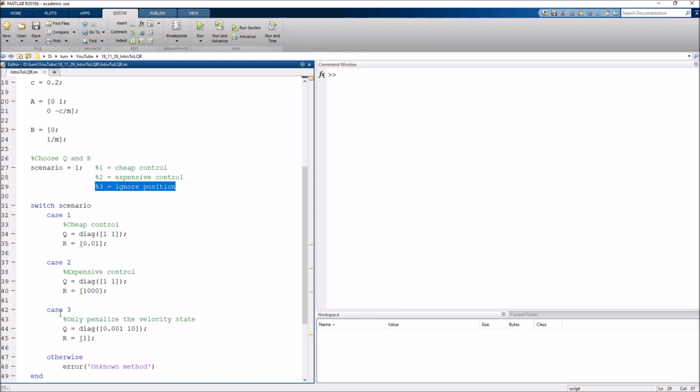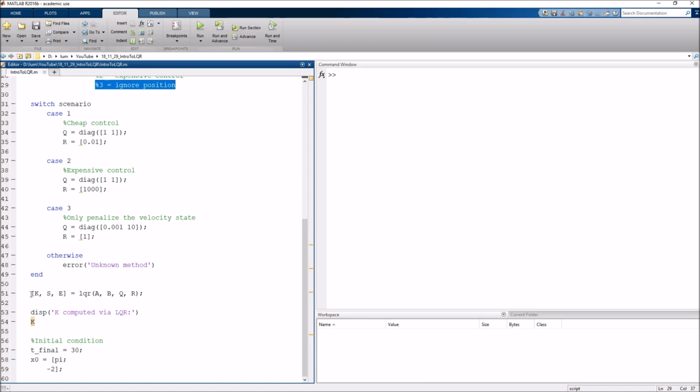So I've just got a switch statement here where, depending on what scenario we're investigating, I will just load in and define the Q and the R matrix that we discussed on the board. Once I've got the A, B, Q, and R matrix, we saw that the entire LQR process is now packaged up into one nice function call in Matlab, namely LQR. So I give it the A, B, Q, and R matrix, and it will give me my full state feedback gain K, the solution to the algebraic Riccati equation S, as well as the eigenvalues of the closed loop system here. So I'm just going to print that out to the screen so we can see what the controller looks like.